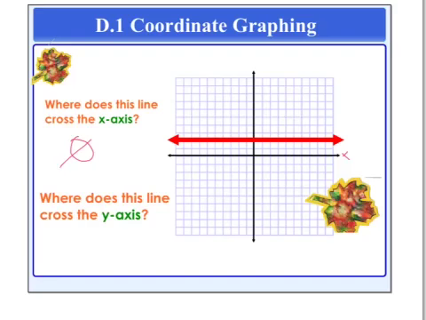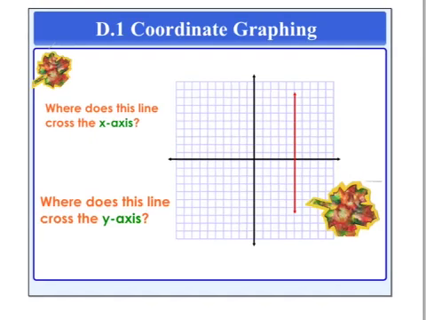Where does it cross the y-axis? It crosses at left and right 0, up 2. Notice the y-axis, my x is 0. Where does this one cross the x-axis? Remember, this is our x, this is our y. Crosses at 1, 2, 3, 4, 5. We had to go to the right 5, up and down 0. Notice with the one with our x-intercept, our y was 0. Where does it cross the y-axis? It never will, so no solution.